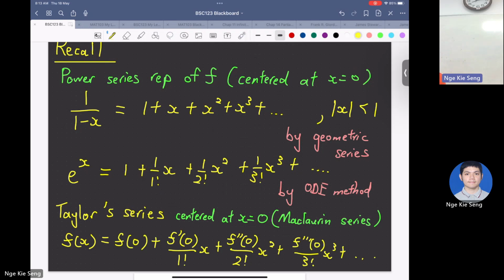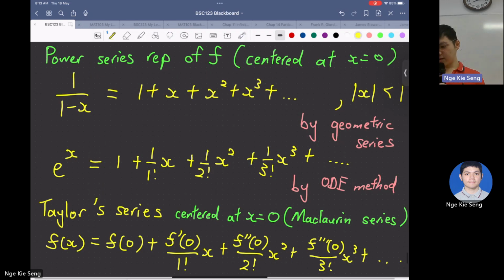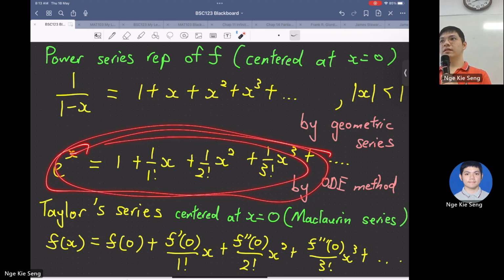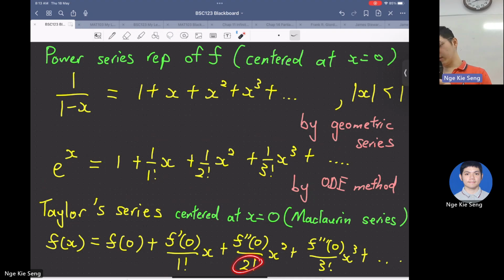People always tend to make mistakes in the Taylor series. They just compute the n-th derivative and don't divide by n factorial. So you need to remember to divide by n factorial in each term. How do you remember? Just remember the power series of e to the x, then you will know you need to put n factorial in. People tend to forget this n factorial and just compute the derivative, so be careful.